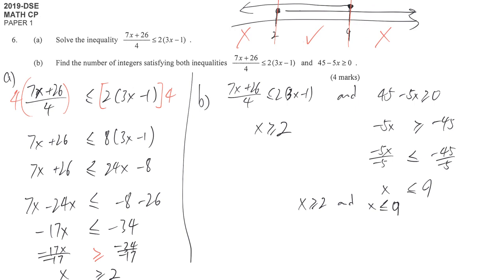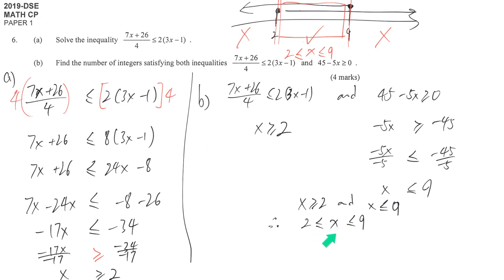That's why our solution is this region, and then you have to give me the name of this region. We write in this way: x is larger than 2 and at the same time smaller than 9. So therefore, you write down your conclusion. In this question, there is no method mark for this because we just ask you what is the number of integers. If you skip this step, you can still get full marks.